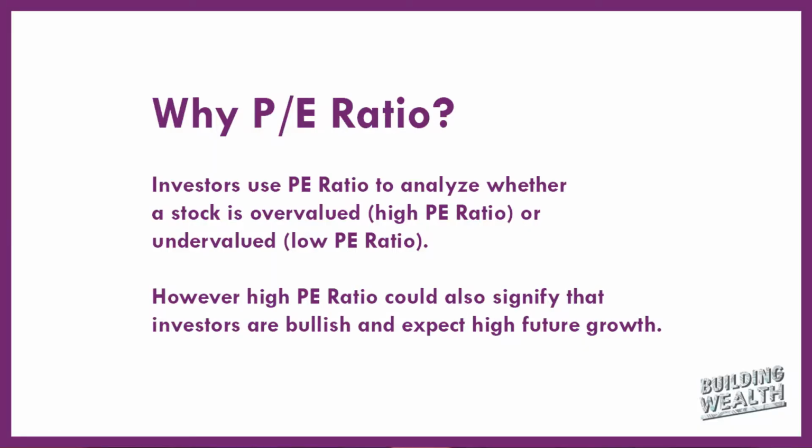Why PE ratio? Why does this matter? Investors have used this to help determine whether a stock is overvalued or undervalued. Generally, a higher PE ratio means a stock is overvalued, and a lower PE ratio means that the stock may be undervalued. However, there's a big exception to this. Higher PE ratios could also signify that there's going to be a lot of future growth for a company. This means that investors are very bullish on the long-term horizon of a current company.